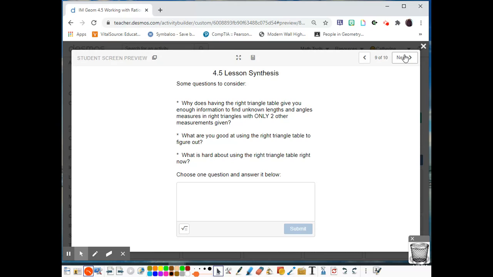Why does having the right triangle table give you enough information to find unknown lengths and angle measures in a right triangle with only two other measurements given? What are you good at using the right triangle table to figure out? And what is the hardest thing for you about using that right triangle table right now? I'd like you to choose one of those questions and be ready to answer it in class when I see you or when your teacher sees you.